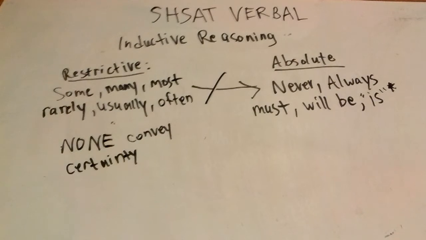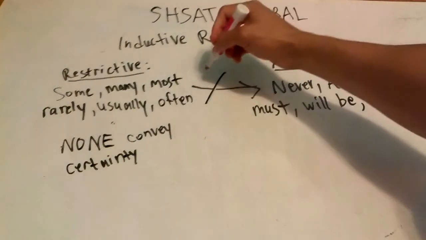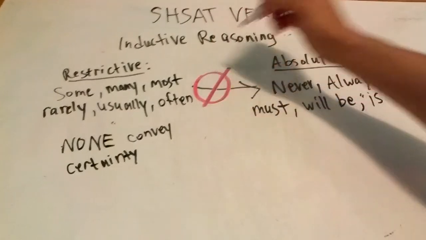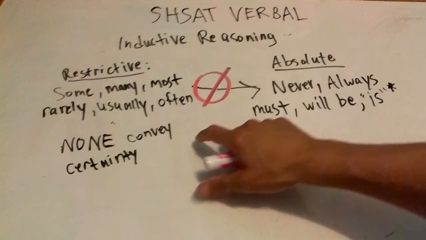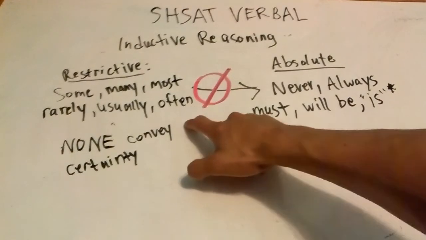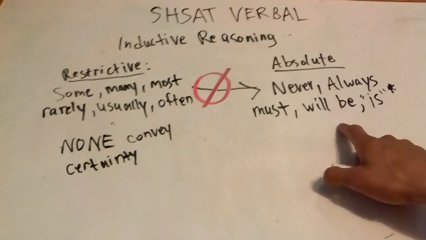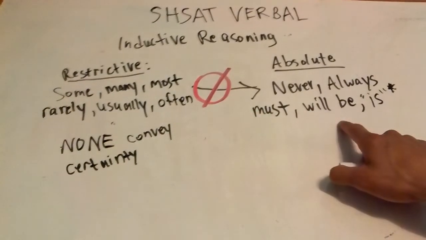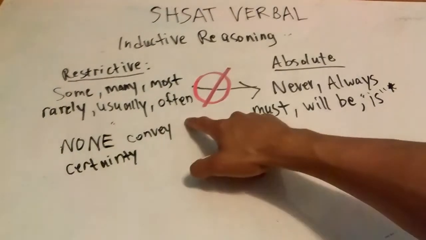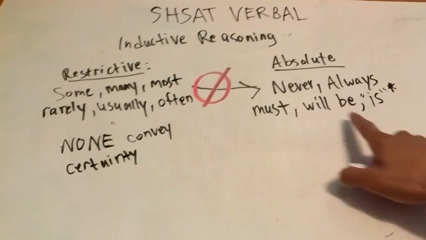So, let's get fancy. Let's see if we can find that we probably won't. Alright, here. Let's say this. It's difficult or impossible to go from a restrictive word, from restrictive premises to an absolute conclusion. From a restrictive premise to an absolute conclusion.